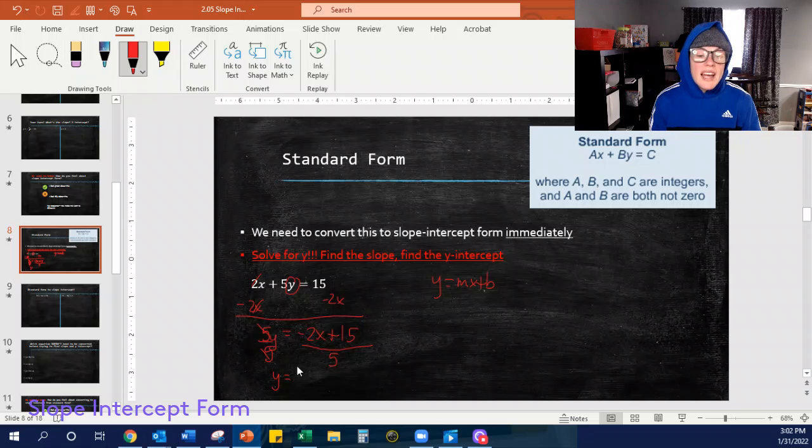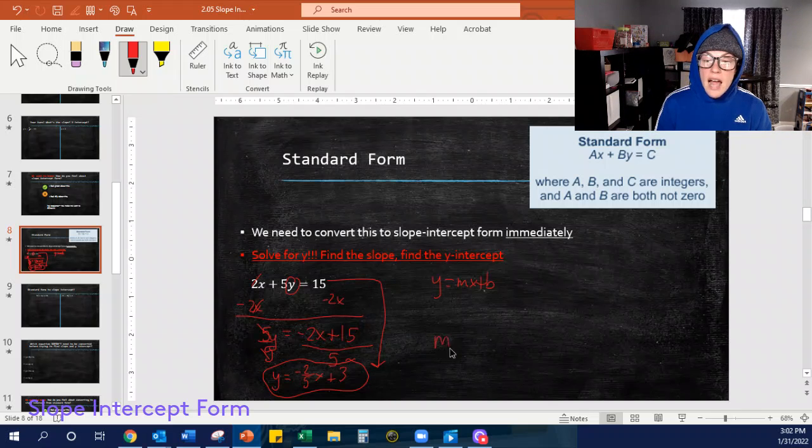Negative 2x divided by 5 is quite literally negative 2/5 x or negative 2x over 5. It doesn't matter, it's the same thing. Now, plus 15 divided by 5, that's 3. So this is our standard form taken into slope-intercept form.